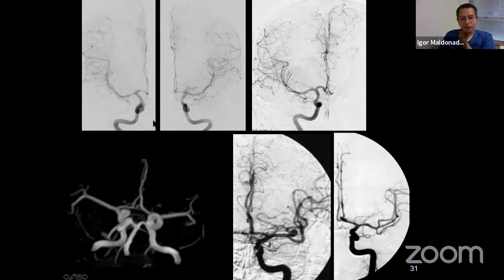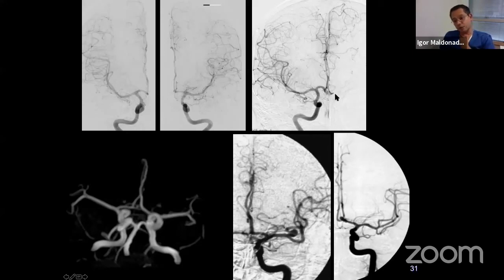Let's take a look again at these practical angios about the variations of the polygon of Willis. So what's happening here? The two systems, left and right, are completely disconnected. So probably the anterior communicating artery here is very small or even absent, which can be confirmed by doing a contralateral compression of the common carotid during injection of contrast medium. Here we have the opposite, a very well developed anterior communicating artery.